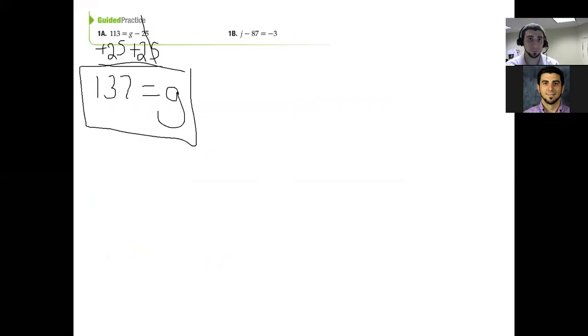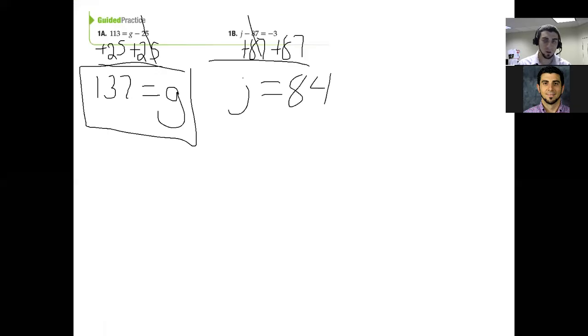And there we go. On this side, I would add 87 to both sides. Now be careful with your signs here. You would have j equals 84. Because -3 plus 87 equals 84. Just be careful when you're adding and subtracting integers that you do them correctly. Okay? All right.